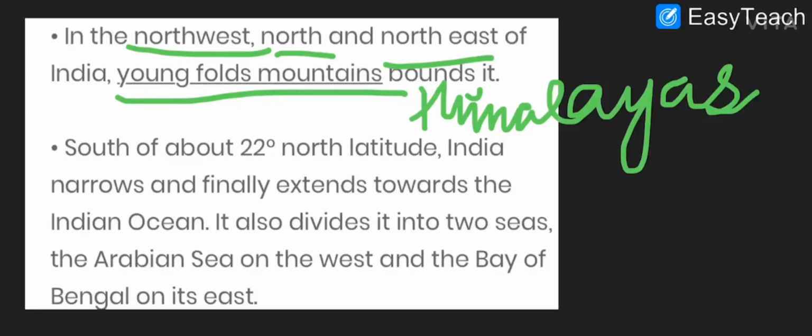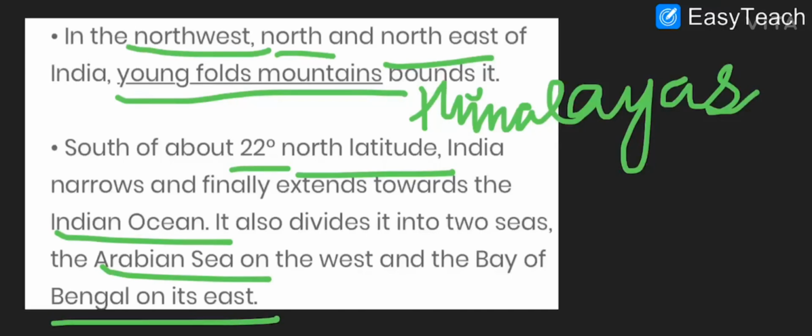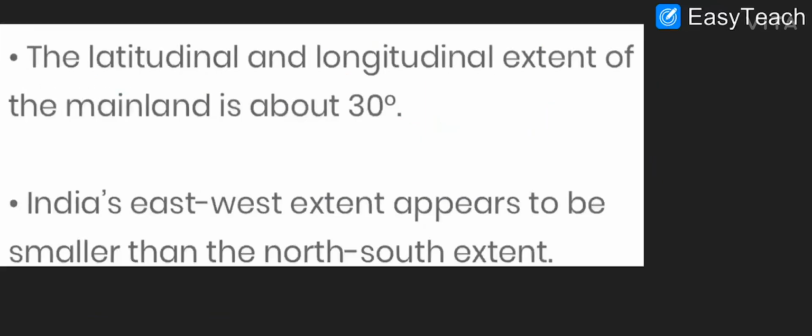South of about 22 degree north latitude, India narrows and finally extends towards the Indian Ocean. So in the south of India, which water body lies? Indian Ocean. It also divides it into two seas, Arabian Sea and Bay of Bengal on east. Arabian Sea on the west, Bay of Bengal on the east, and Indian Ocean in the south. That's quite easy, I know. Next, the latitudinal and longitudinal extent of the mainland is about 30 degree.